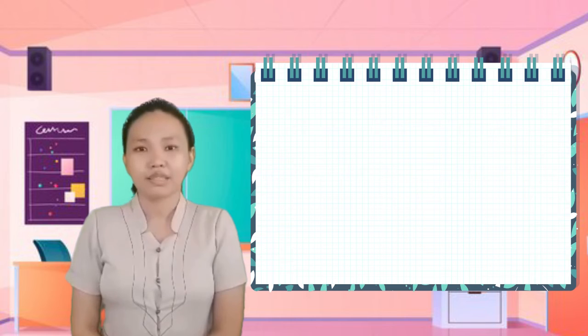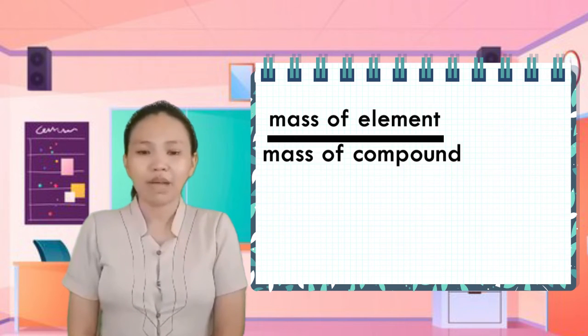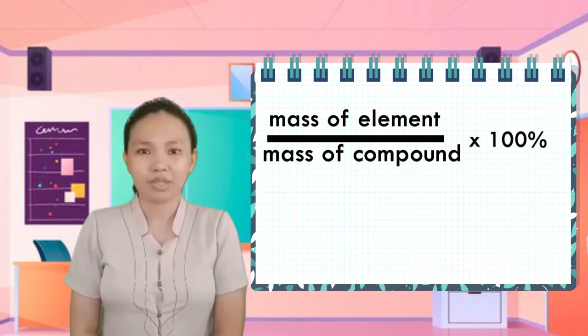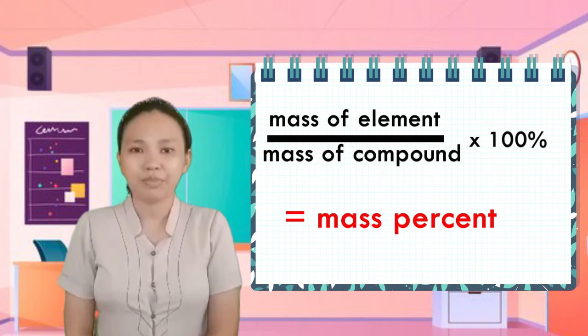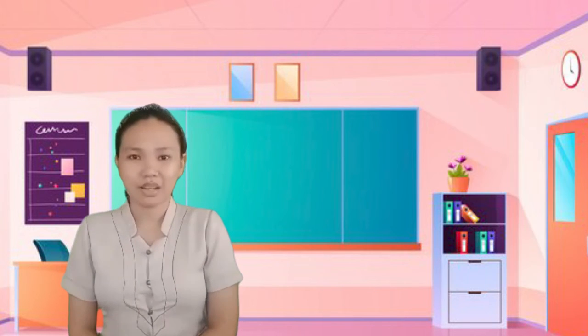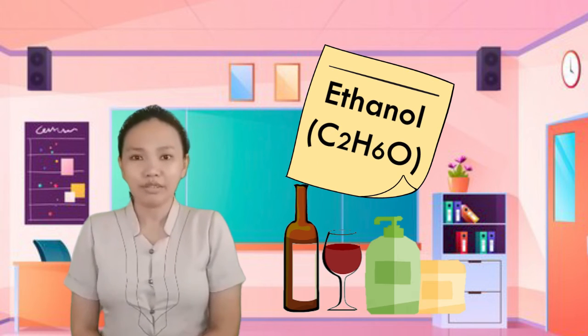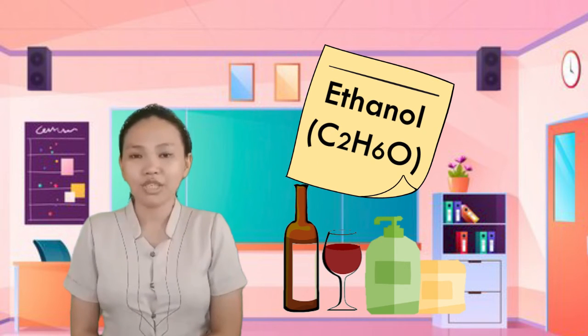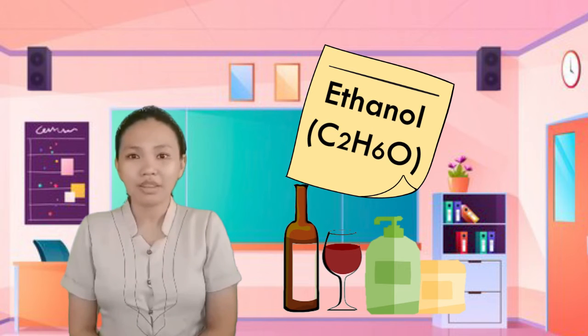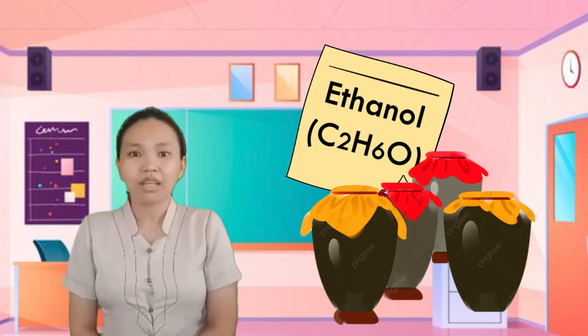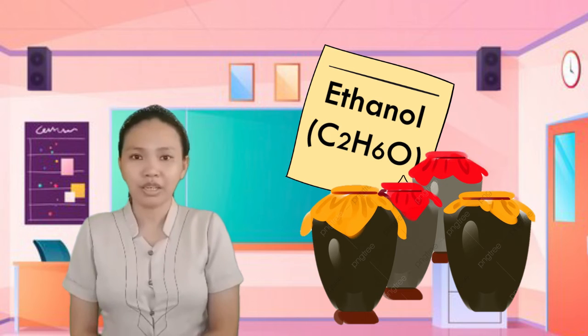Now that we understand how to get percentage composition, what if we want to compute for the percentage composition of each element in a compound? The simple equation to solve this is mass of the element divided by mass of the compound times 100% is equals to the mass percent. We will illustrate this concept by using ethanol to verify the percentage composition of each element in this compound. Ethanol is made by fermenting different types of organic compound like sugar, corn, grain.